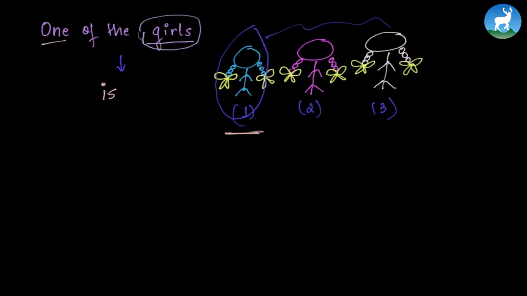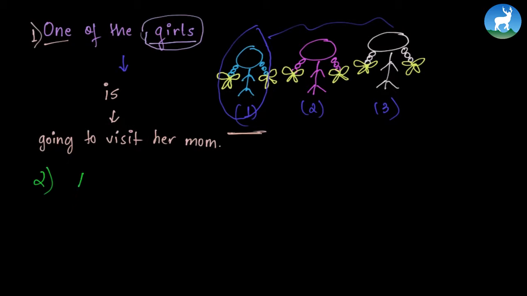One of the girls is going to visit her mom. Among these 3 girls, only one is going to visit her mom. If it were all of the girls, we would use are because all means all 3. But because it's one over here, we say one of the girls is.